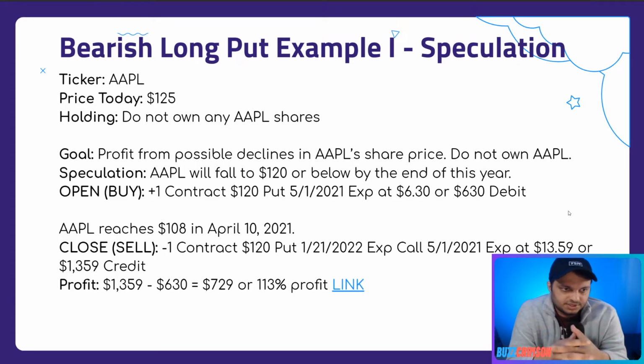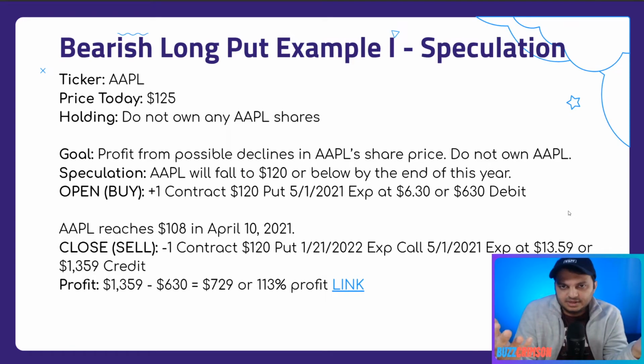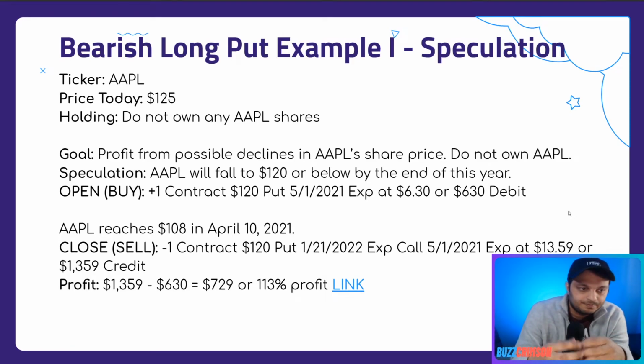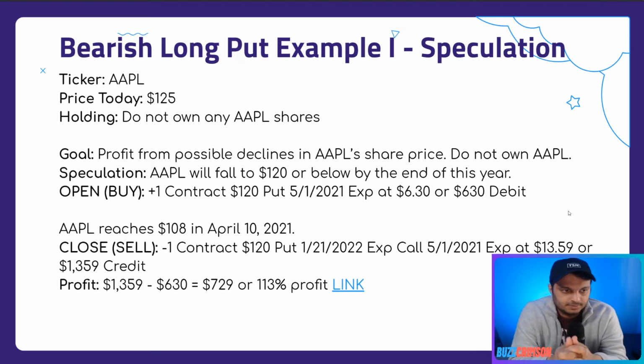So first one, speculation. We're looking at Apple. When I wrote the example, the price was $125. In this example, I do not own any Apple shares. If I'm bearish, I think the stock will go down, so my goal is to profit from a possible decline in Apple's share price. I don't own Apple. I don't want to own Apple. I just want to profit from a declining share price. So my speculation is Apple will fall to 120 or below by the end of this year.